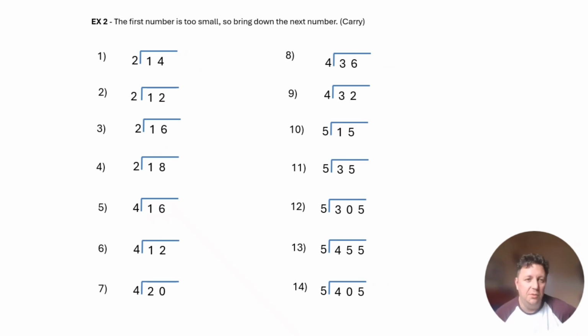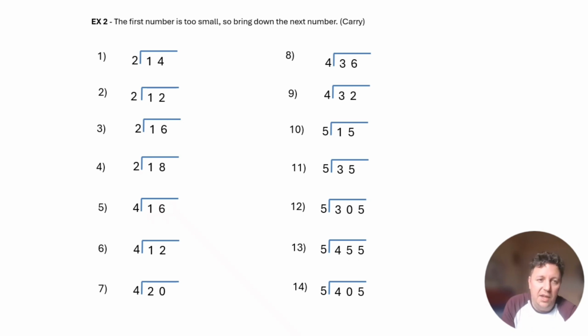This exercise is called the first number is too small, so we have to bring down the next number. This is where we introduce that concept of carrying when we're using the bus stop method. So we can see with all of the questions here, you might have glanced over that, recognizing that the first digit inside the bus stop is smaller than the number we're dividing by. So we know that that number's not going to go into it.